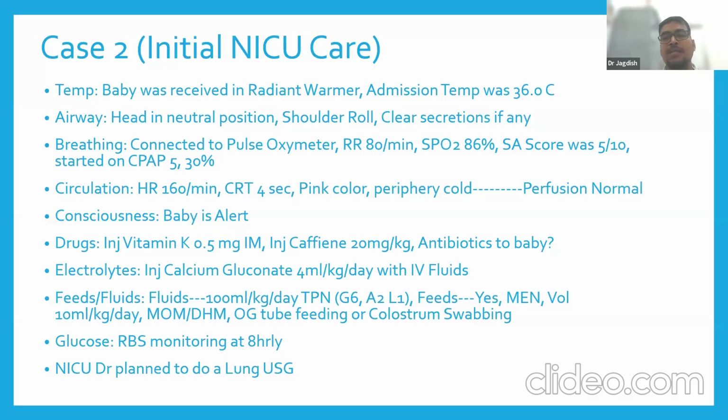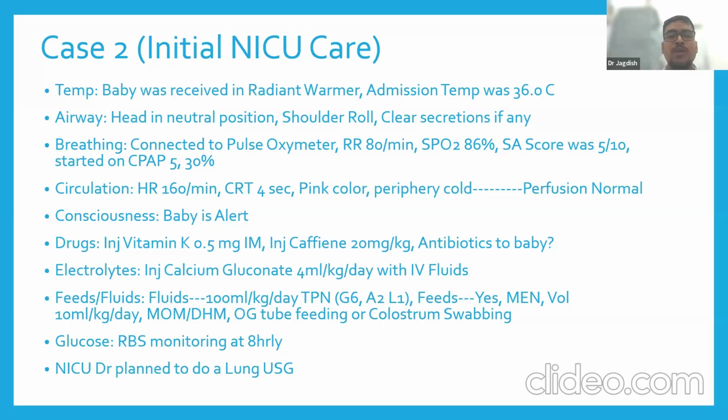We connected this baby to a pulse oximeter and evaluated for signs of respiratory distress. Respiration rate was 80, saturation was 86%, and the Downes score was again 5/10. So the baby was started on CPAP of 5 and 30% and continually monitored. For the circulation status, heart rate was 160; 140 to 160 is normal, so here it is normal. CRT was 4 seconds; in a preterm 27 weeker, 3 to 5 seconds is normal, so CRT is also normal. The baby is looking pink, but the periphery was cold, again that is cold stress, which can be taken care of by the radiant warmer. So our assessment for circulation was that perfusion is normal. For consciousness status, the baby is alert.